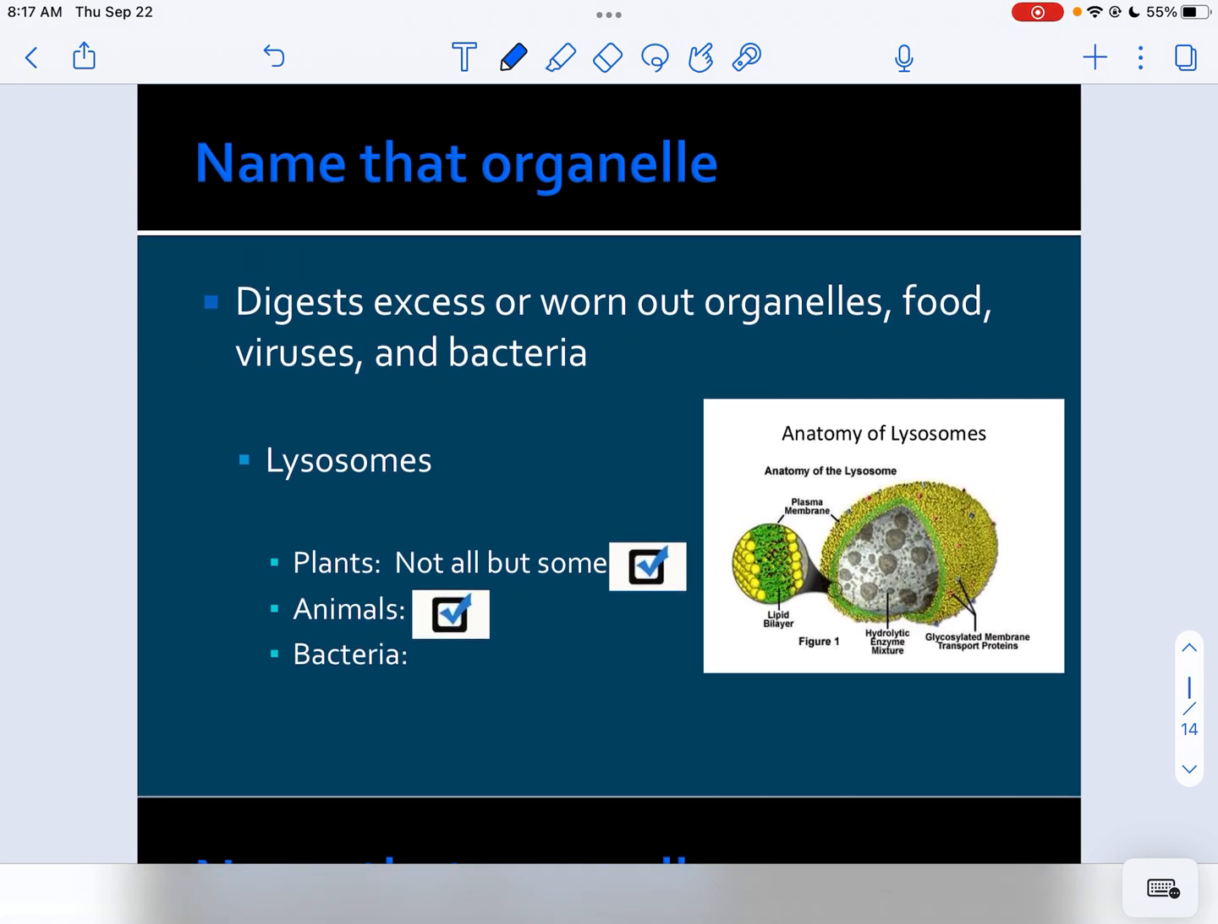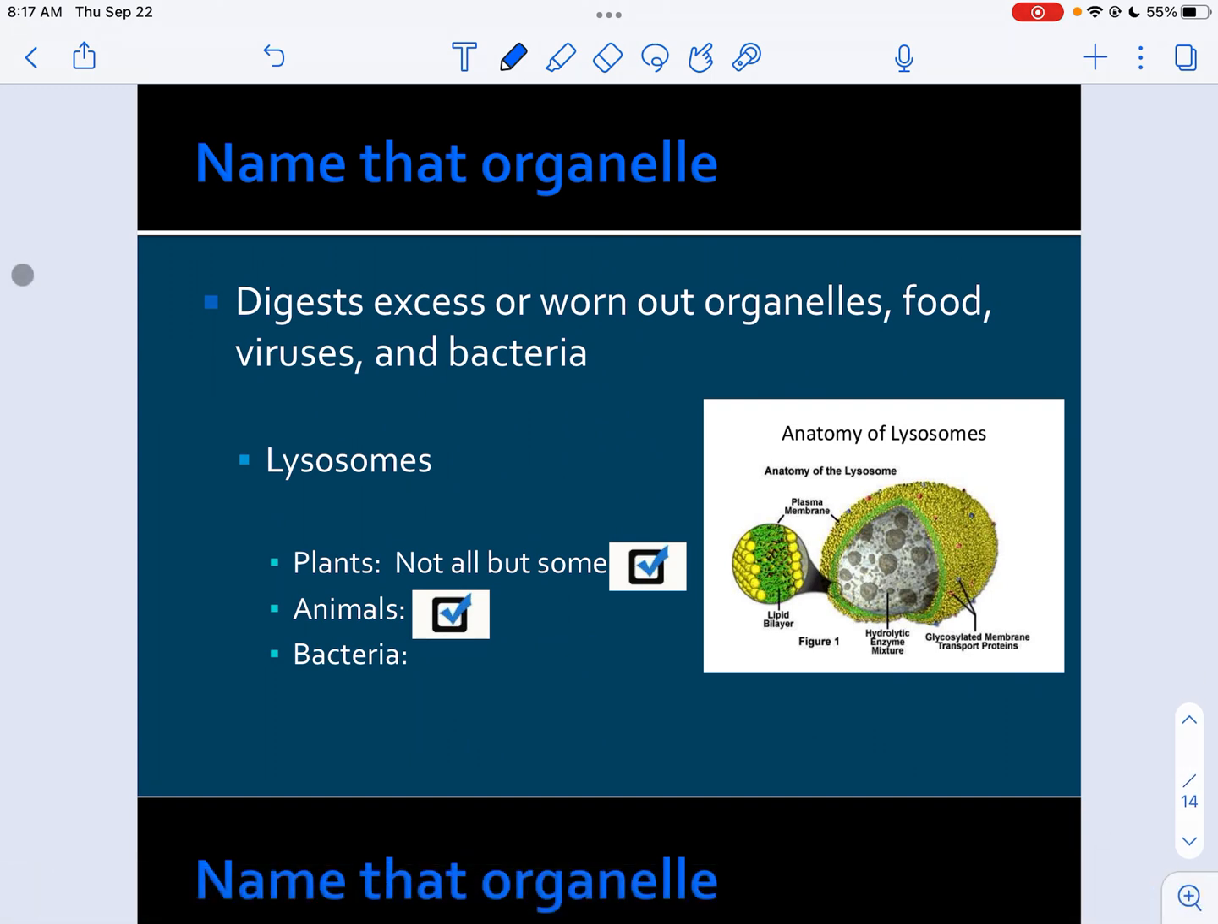All right, lysosomes. These are kind of like the trash collectors, okay? They're going to take any types of waste, so old organelles, food, viruses, bacteria, and expel it outside. It's called exocytosis. Exo means exit. It's going to leave the cell, right?